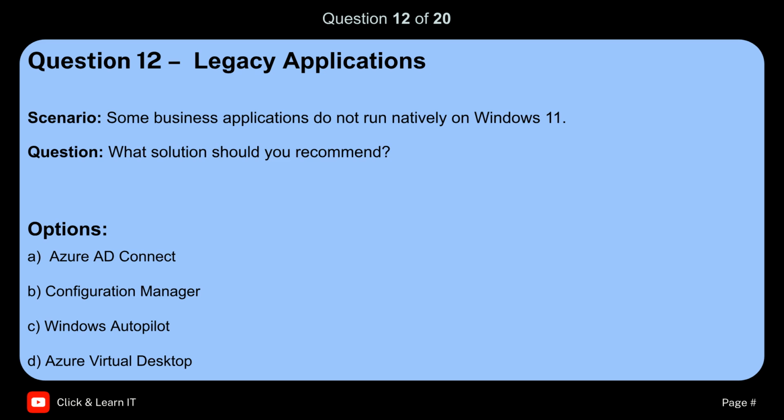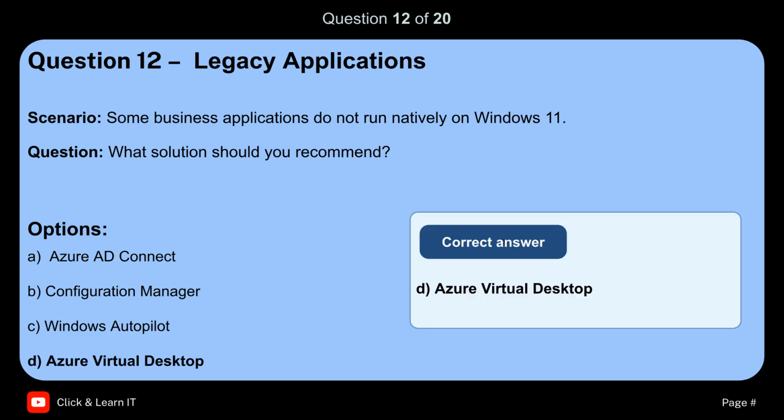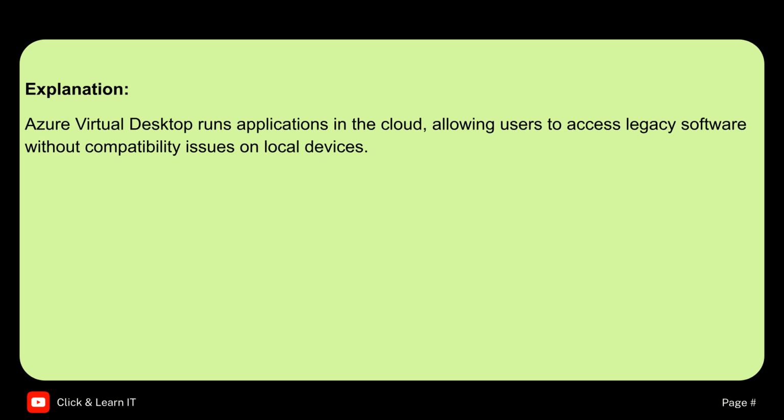Question 12. Some business applications do not run natively on Windows 11. What solution should you recommend? Options include Azure AD Connect, Configuration Manager, Windows Autopilot, or Azure Virtual Desktop. The correct answer is D, Azure Virtual Desktop. Azure Virtual Desktop runs applications in the cloud, allowing users to access legacy software without compatibility issues on local devices.